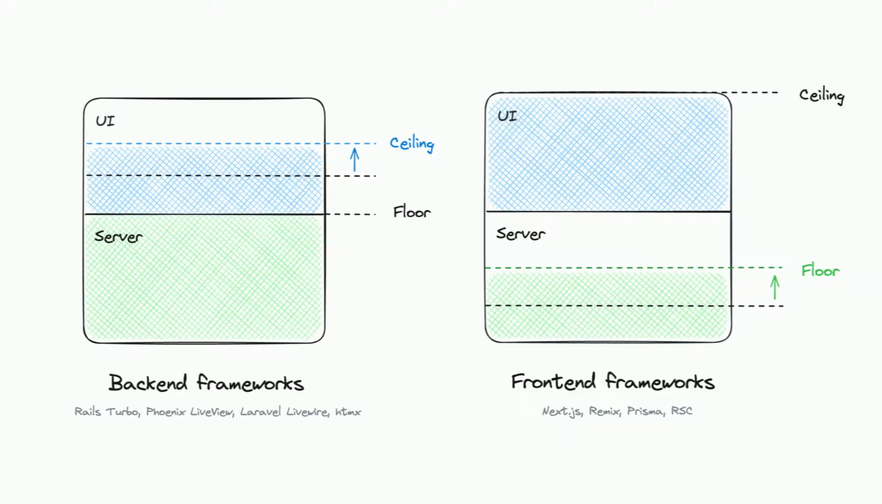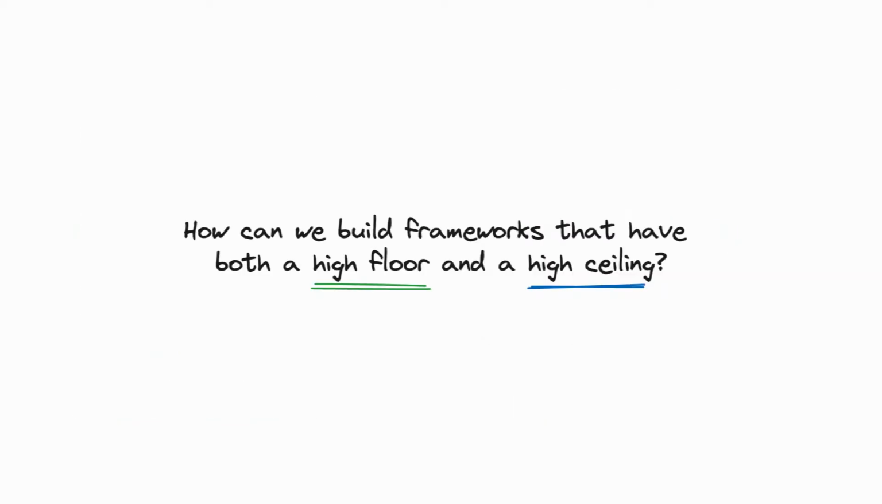And you may be wondering, well, okay, what is the answer? This is the problem that we're trying to solve, so what do we do about it? And the point of this talk is not to tell you what I think the right tool for this job is, because I think we don't know yet. I don't think either of these communities are going to stop innovating anytime soon. And so I don't know what it's going to look like going forward. But the purpose of this talk is to ask the question, how can we build frameworks that have both a high floor and a high ceiling?